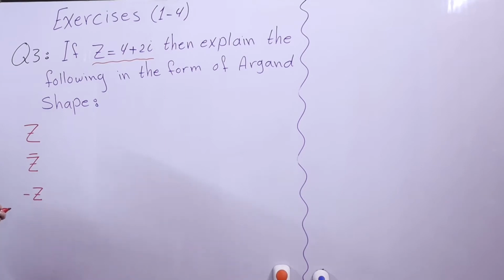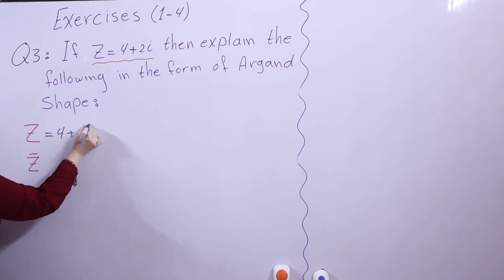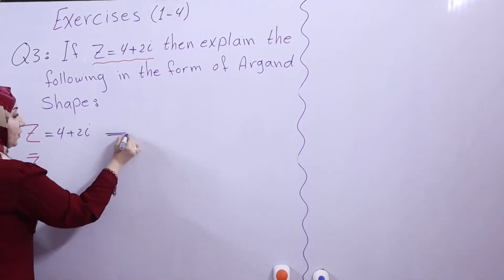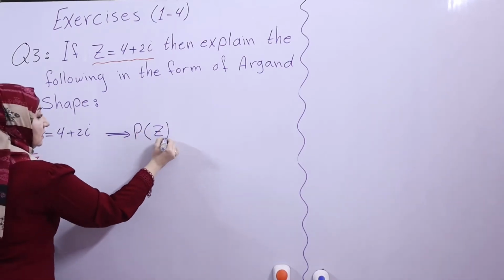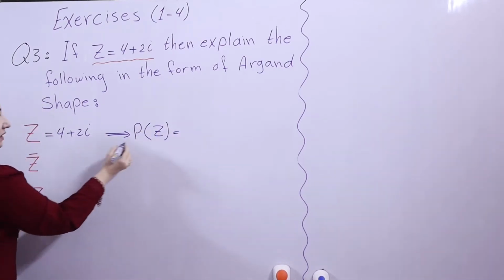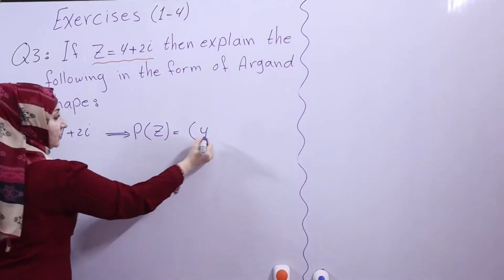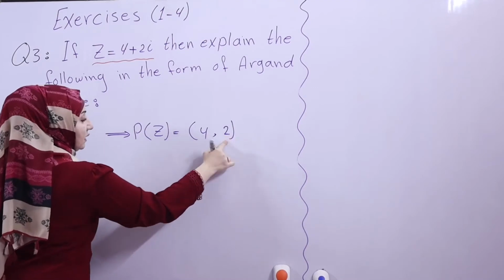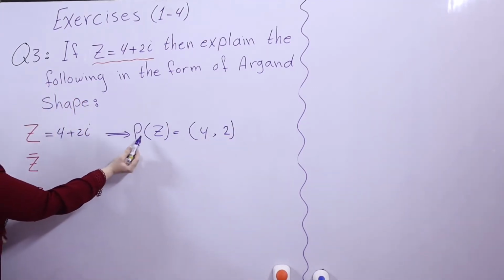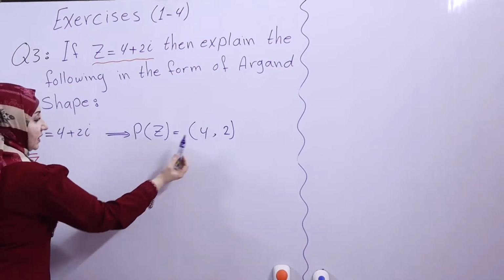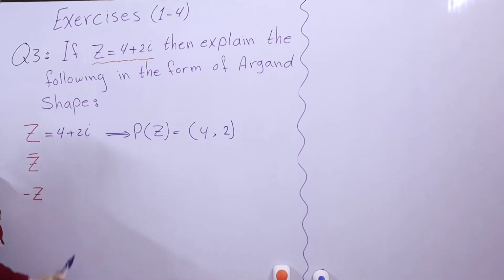So z equal 4 plus 2i. That means the point which represents z, its ordered pair will be (4, 2): the real part is the x coordinate and the imaginary part will be the y coordinate. This is the point which represents z by ordered pair, so we can draw its Argand shape.